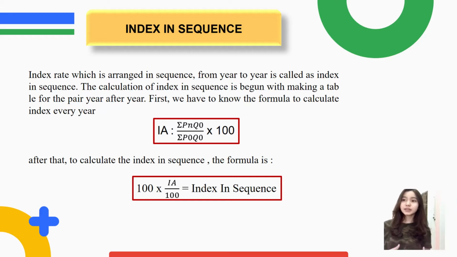The formula is IA is sigma PNQO per sigma POQO times 100. After that, to calculate the index in sequence, the formula is 100 times IA per 100 is index in sequence.